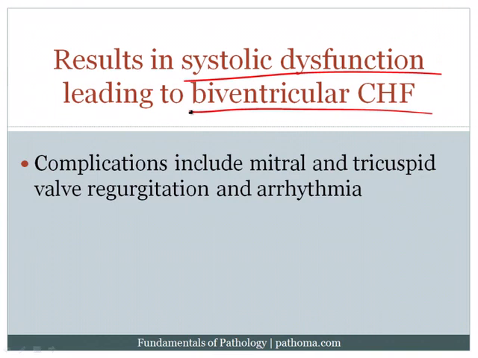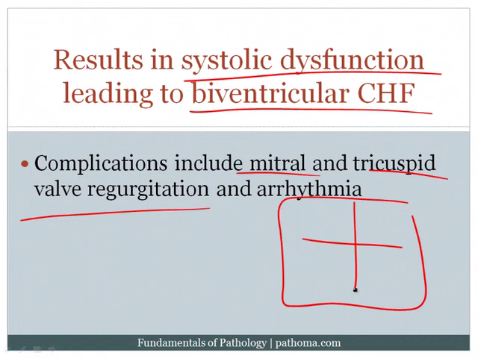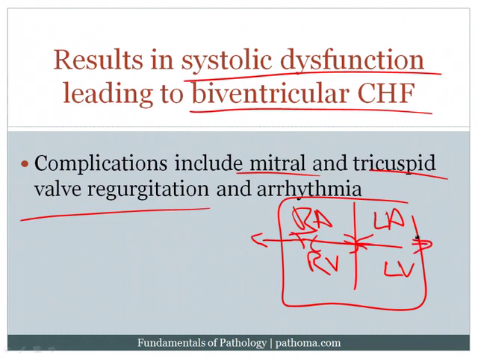The complications include mitral and tricuspid valve regurgitation. Imagine that if this is the heart here, and you've got the right atrium, right ventricle, left atrium, left ventricle. As you stretch this heart, you're going to be stretching the mitral valve and the tricuspid valve. Again, this is the tricuspid. And then you'll stretch the mitral valve. And again, that stretching is going to result in a regurgitation of those valves. So number one, you get systolic dysfunction, and number two, you're going to get stretching and regurgitation of these valves.